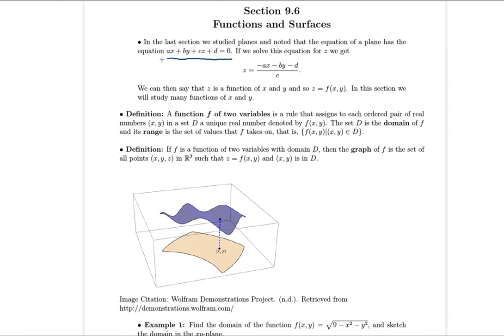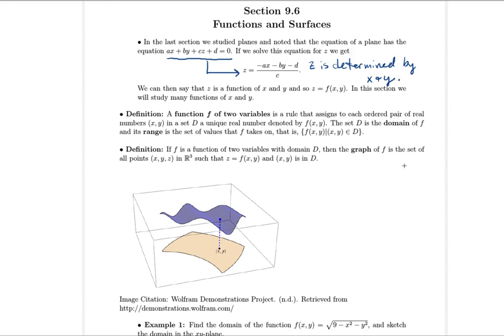Which is a plane, right? So if we have an equation of the form ax plus by plus cz plus d equals 0, where a, b, c, and d are all constant numbers, what we could do is solve for z. And if we do solve for z, what we notice is that z is determined by both x and y.